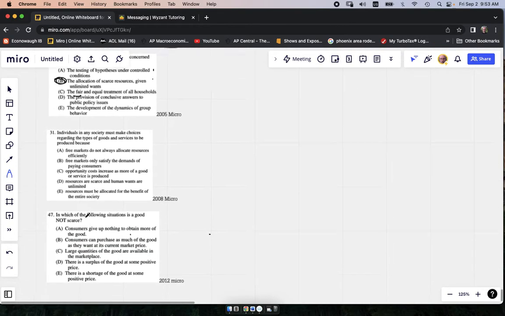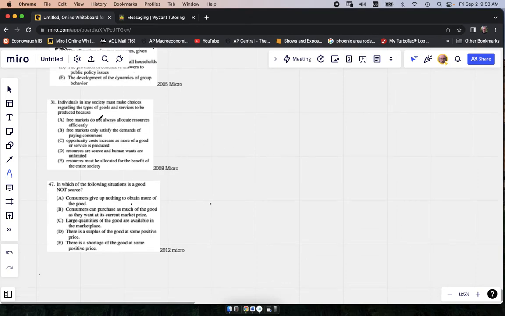Individuals in any society must make choices regarding the types of goods and services to be produced because free markets do not always allocate resources efficiently. That's true. But again, due to scarcity, let's say it again, choices have to be made. When choices are made, there's got to be an opportunity cost, right? Something's given up. Free markets only satisfy the demands of paying customers. Opportunity cost increase as more of a good or services is produced. Definitely true.